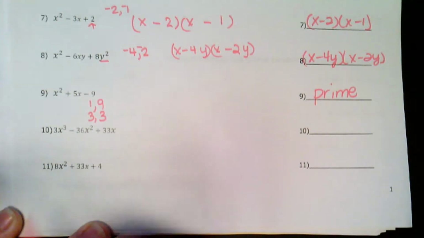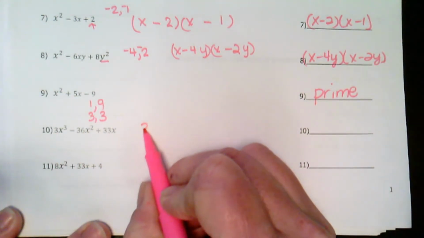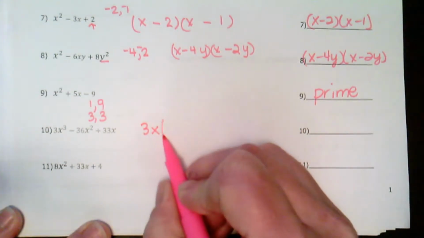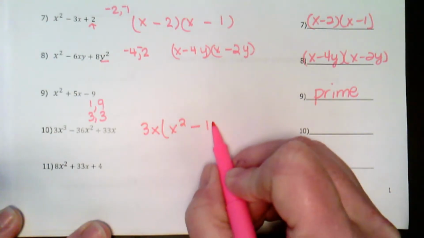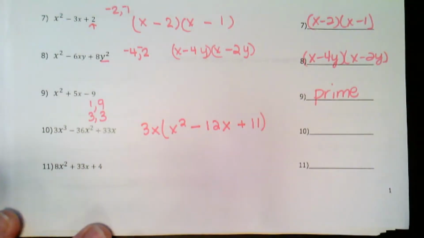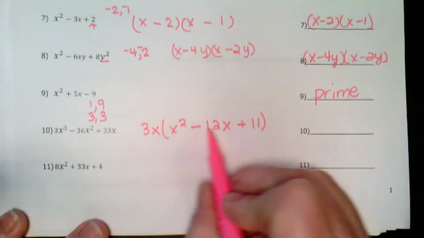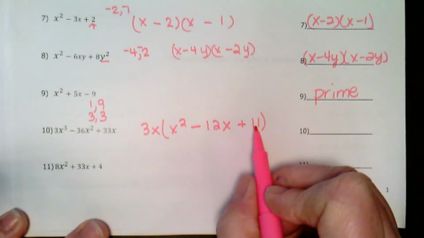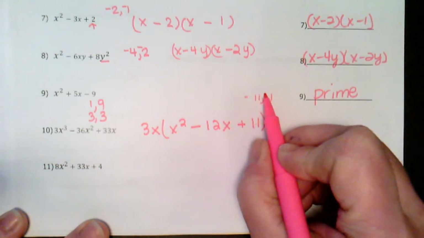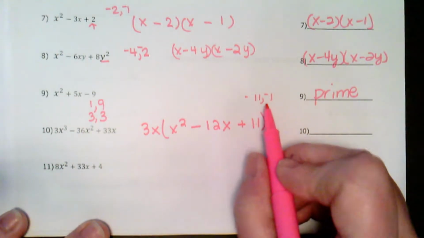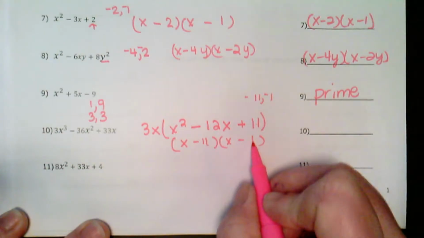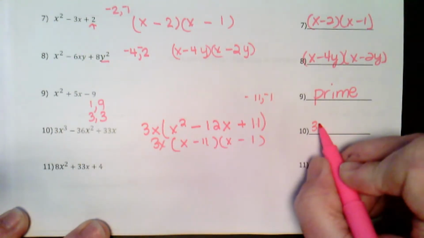All right, number 10. If I look through here, I can see that I can take out 3 from every term, and I can take an x out of every term. And I'm left with such. Now when you do that, you always want to make sure that this can't be factored, which multiplies together give you positive 11, adds give you 12. We think of 11 and 1 again, negatives. So we have negative 11, negative 1, and then don't forget your 3x out front.